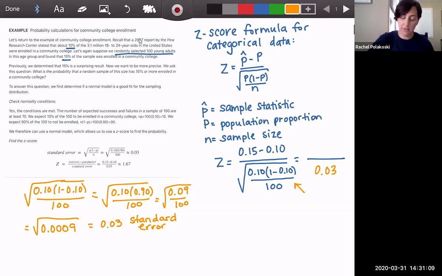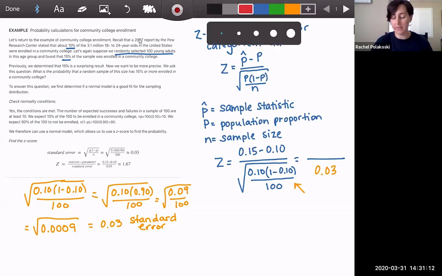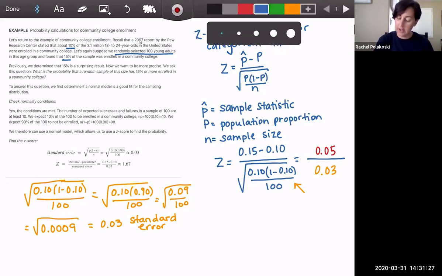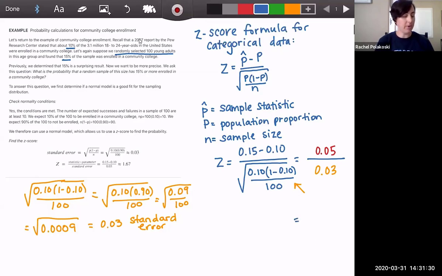Now let's do the numerator. The numerator is a lot simpler. It's just one little step. We would plug into our calculator 0.15 minus 0.10, and you get 0.05. Our last step is to divide those two numbers. So again, grabbing your calculator and dividing 0.05 divided by 0.03, we end up with a z-score of 1.666667. So I'm just going to round that to 2 decimal places and get 1.67, the same answer that's represented there in the problem.